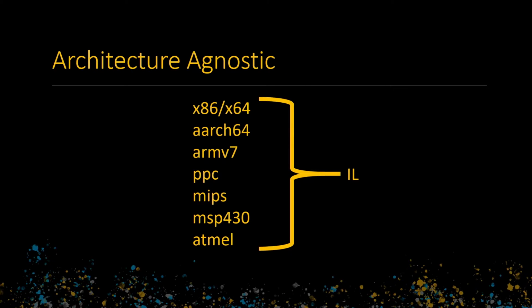The other thing intermediate languages get you is an architecture agnostic layer. So if you're writing code to detect malware on an x86 platform and they recompile it for ARM, you should be able to have a detection mechanism that works even though it's been compiled for a different architecture.